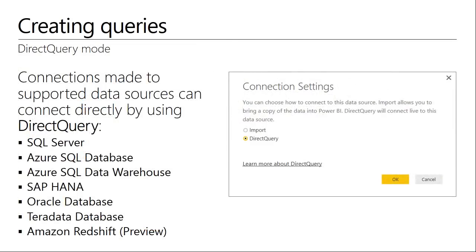Direct query mode enables direct queries to be sent from the Power BI desktop file to the underlying data source, and this is in contrast to data being loaded, imported into the model. Not all data sources are supported for direct query. Those that are include SQL Server, Azure SQL Database, Azure SQL Data Warehouse, SAP HANA, Oracle Database, Teradata Database, and Amazon Redshift currently in preview.